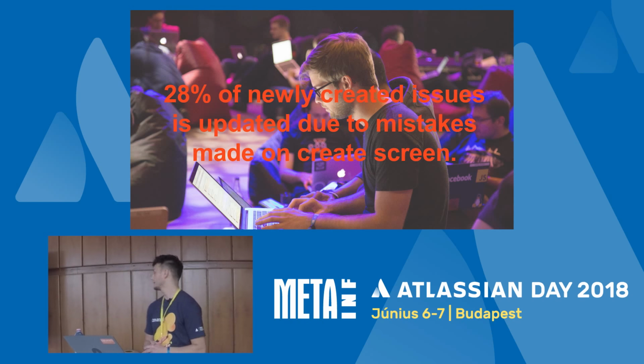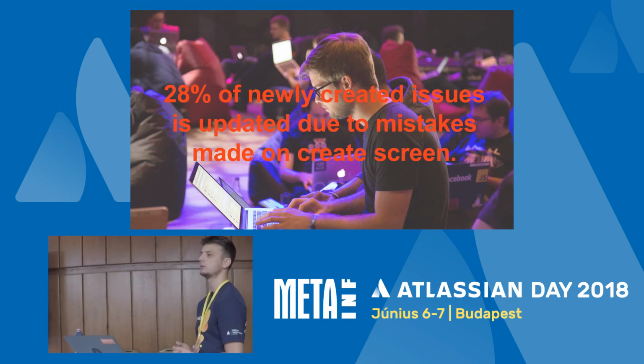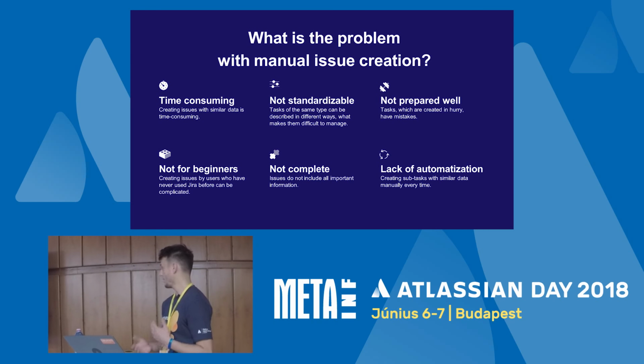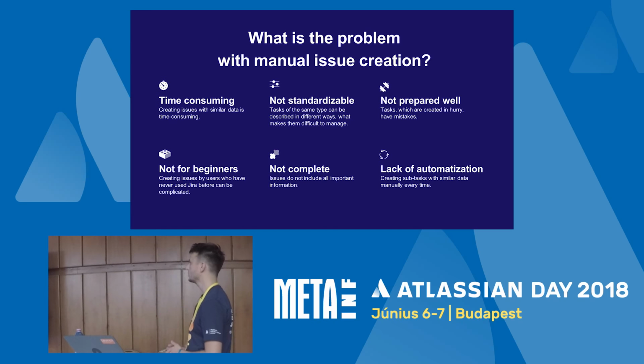At Deviniti, we did a test a few months ago. We took all issues that we have in our internal Jira, and using a Groovy script, we checked how many issues were changed right after the issue creation. So 28% of newly created issues were updated, probably due to mistakes or errors made by the reporter. So the result generates a question: what are the problems with manual issue creation?